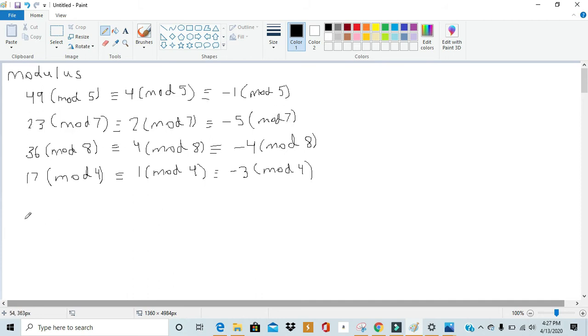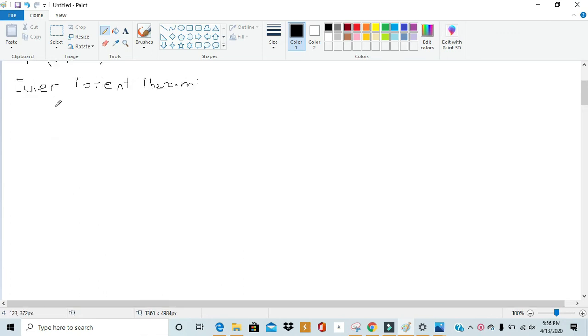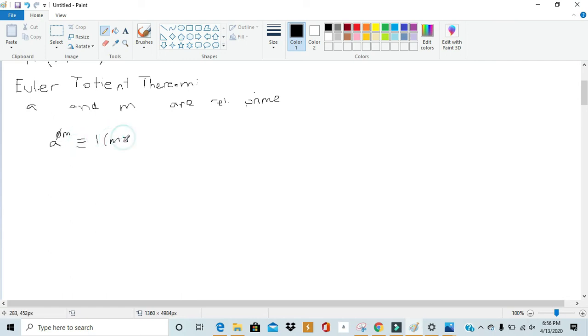So I'm first going to start with Euler's Totient theorem. Euler's Totient theorem states that for any two numbers a and m, where a and m are relatively prime, a to the power of the totient of m is congruent to 1 mod m. Now what does this mean? I brought up this weird totient symbol that I haven't talked about before.